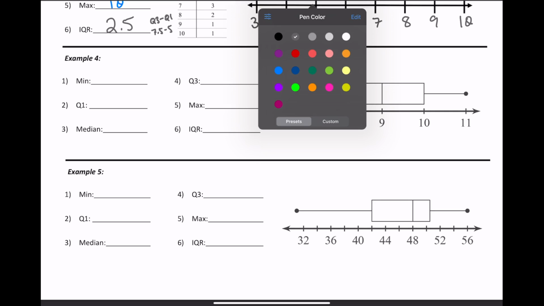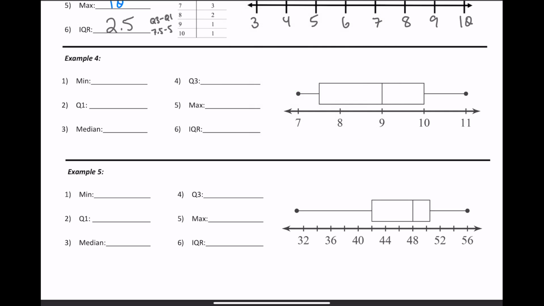All right, so I'm going to color it up. I feel like I've been humdrum with my colors. So we're looking for the minimum. My smallest number here is a 7. Sometimes box plots look like this. Then I'm looking for Q1. This is my Q1. I'm going to say this is 7.5, right? It's halfway between 7 and 8, 7.5. Next up, we got our median, which is a beautiful 9.